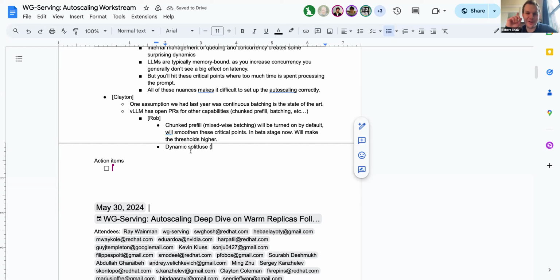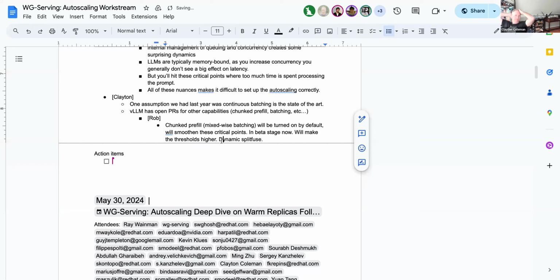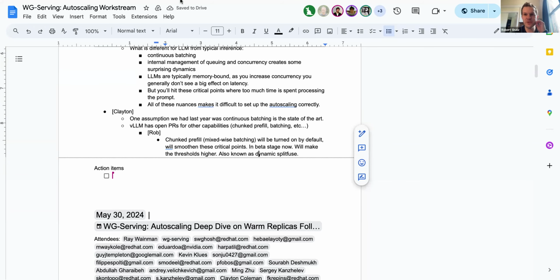Yeah. All right. So let me rephrase. Chunked prefill and dynamic split fuse are the same thing. These are the same general idea. This is also sometimes called Sarathi-Serve, from the paper. Sarathi is one thing, and dynamic split fuse is what the Microsoft people called it in DeepSpeed.